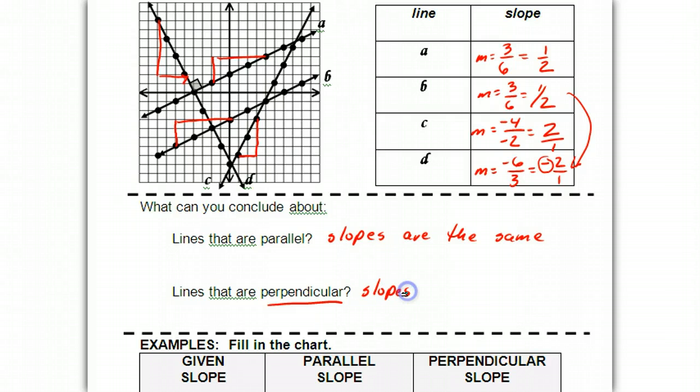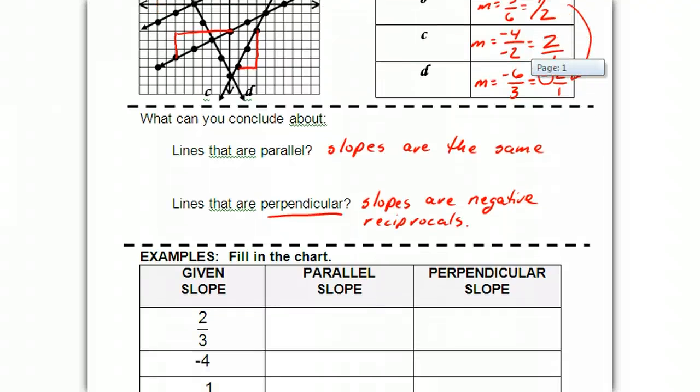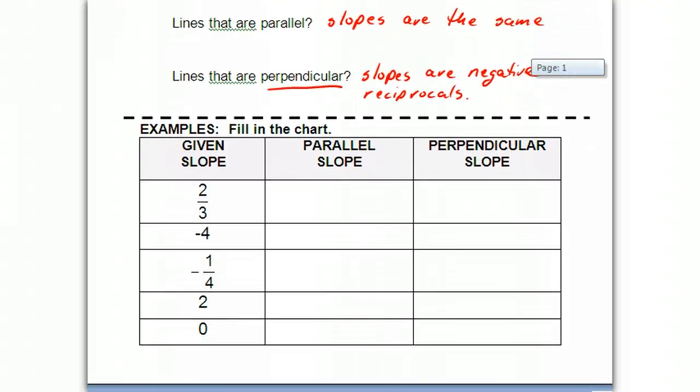Slopes are negative reciprocals. Okay? So long story short, for negative reciprocals or for perpendicular lines, the slopes, you flip the fraction and change the sign. Okay? Slopes that are parallel mean that you're going to have parallel lines, or sorry, slopes that are the same means you're going to have parallel lines. Okay? So let's take a look at a couple here.